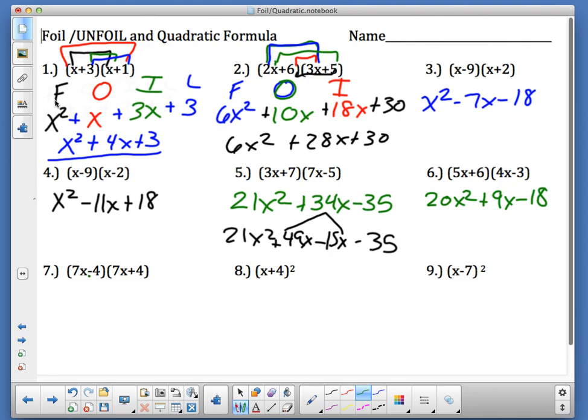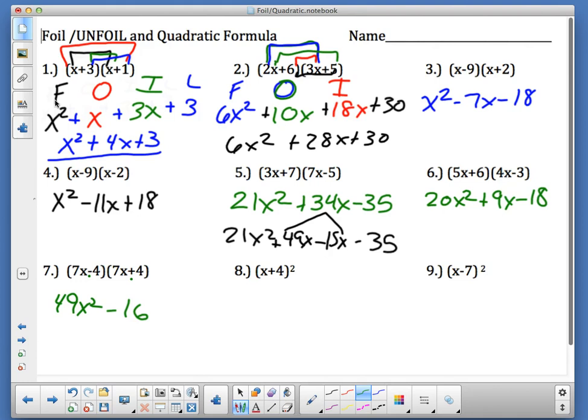Did you notice that this is the difference of two squares? Same numbers, except the difference is a minus sign and a plus sign. So my first is 49x squared. My inside and outside are opposites, but they're exactly the same, so there's 0. And then -4 plus 4, -16. That should be it. Okay.